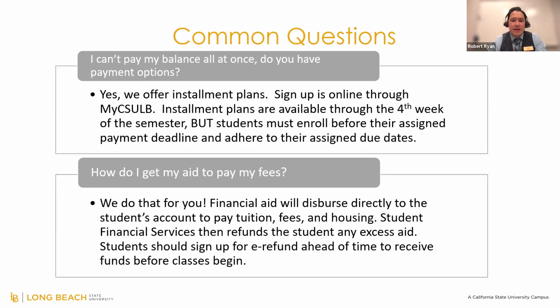How do I get my aid to pay my fees? So financial aid is going to be automatic 10 days before the semester begins. It's going to pay down tuition and fees first. And if there's any excess amount, then if the student is staying in housing, it's going to go towards housing costs. And then if there's still any left over, that's what's going to be refunded back to the student, and again, hopefully through e-refund. So definitely encourage them to sign up for that on their student center.